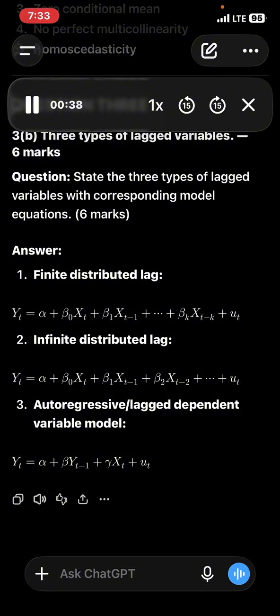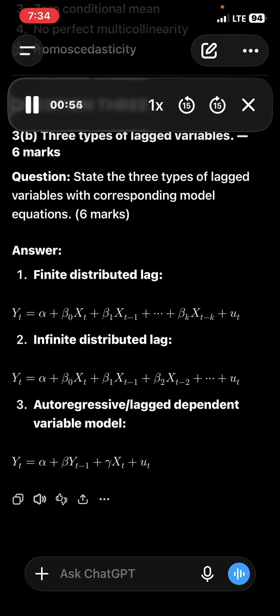1A(iii), define econometric model. 3 marks. Question, define econometric model. 3 marks. Answer. An econometric model is an economic model expressed mathematically and supplemented with a random disturbance term to account for factors that cannot be completely explained by the included variables.